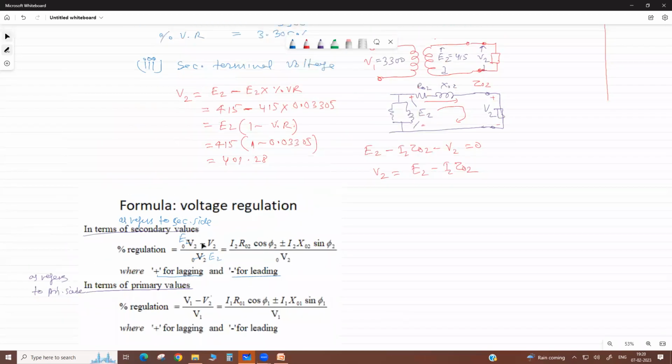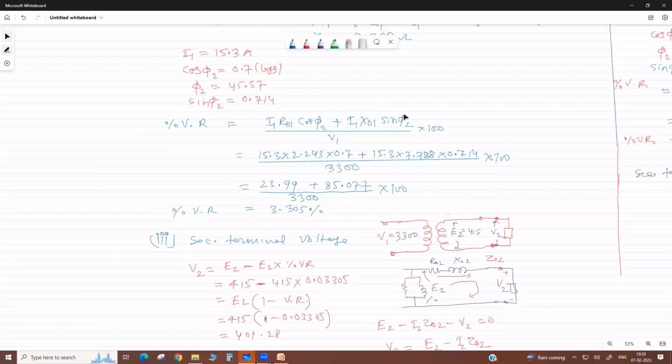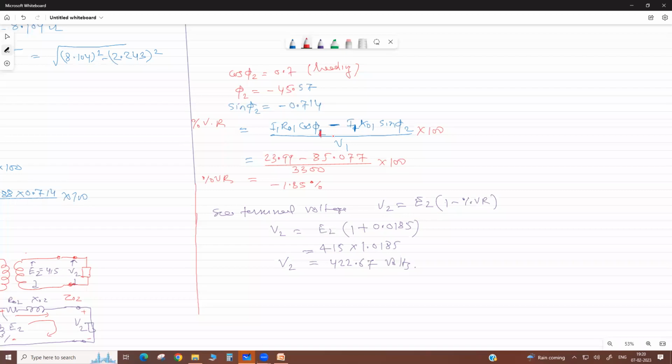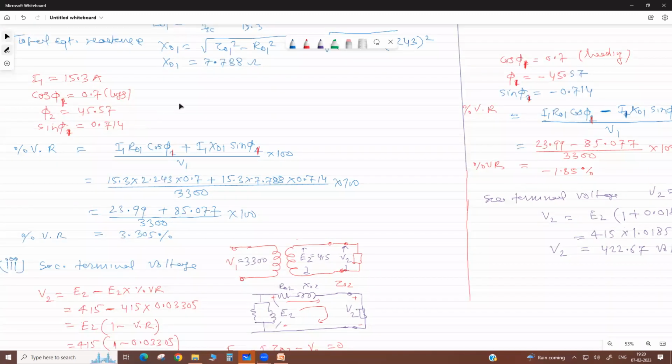So in this question, here you write I1 R1, then you write here phi 1. So here you write phi 1, the overall power factor, please. Here also this is phi 1, the power factor, cos phi 1, then sin phi 1. Please correct this thing.